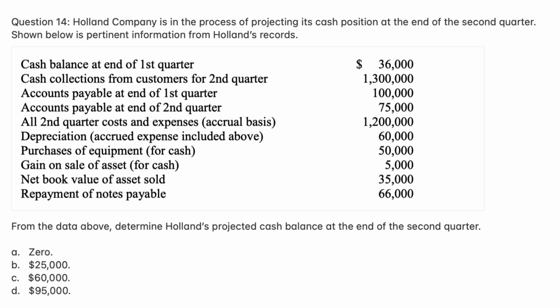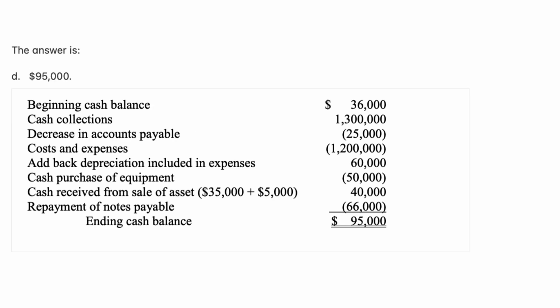Question 14. Holland Company is in the process of projecting its cash position at the end of the second quarter. Shown below is pertinent information from Holland's records. From the data above, determine Holland's projected cash balance at the end of the second quarter. A. 0. B. $25,000. C. $60,000. D. $95,000. The answer is D. $95,000.